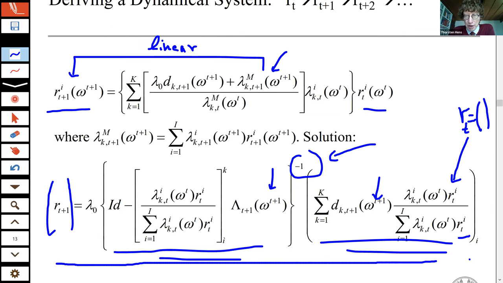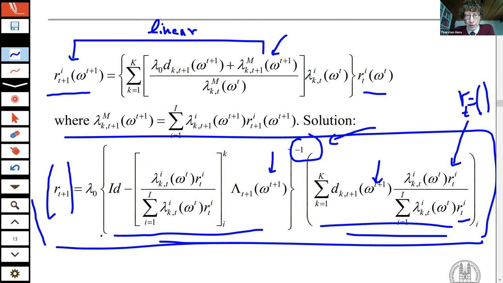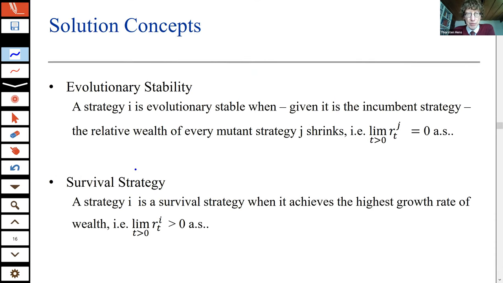This is a random dynamical system, which is nonlinear, a nonlinear first order difference equation with stochastics. So this is also mathematically a huge result, a huge achievement that we can solve it. So how can we solve it? We can solve it by asking the right questions. So we can ask for evolutionary stability.